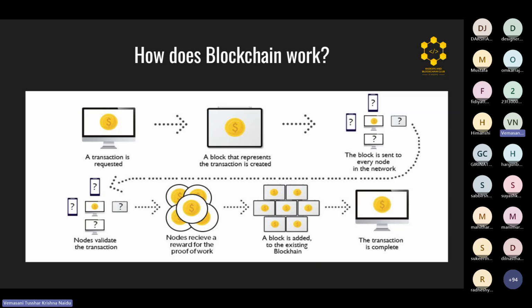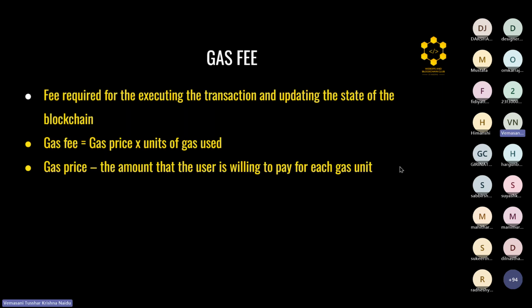A transaction is requested. A block that represents the transaction is created, and the block is sent to every node. Nodes validate the transaction. Nodes receive a reward for proof of work. The block is added, and the transaction is complete. And what is a gas fee? It is the fee for executing the transaction and updating the state of the blockchain.